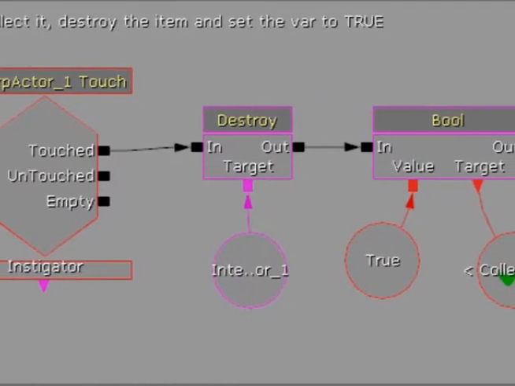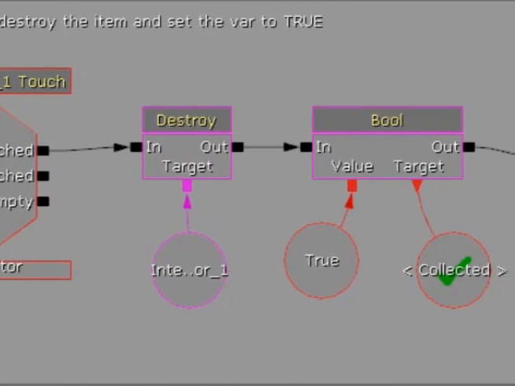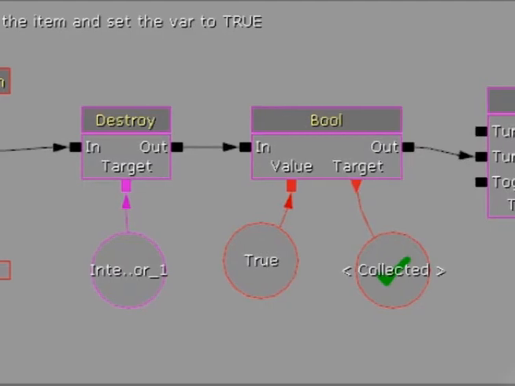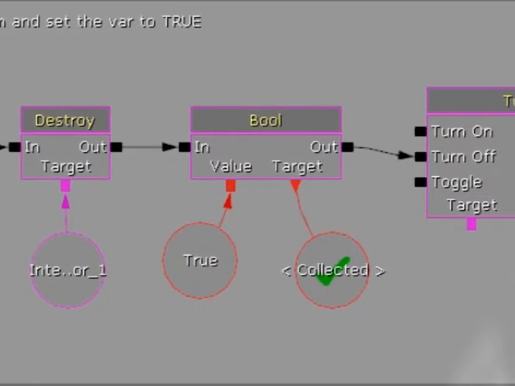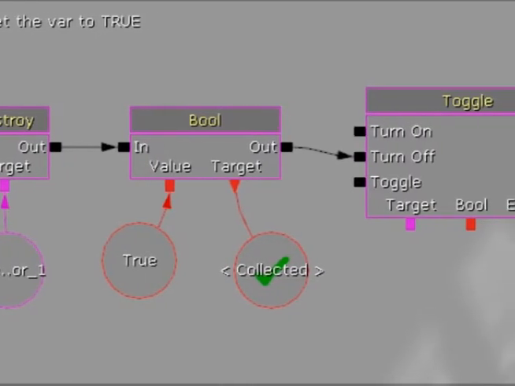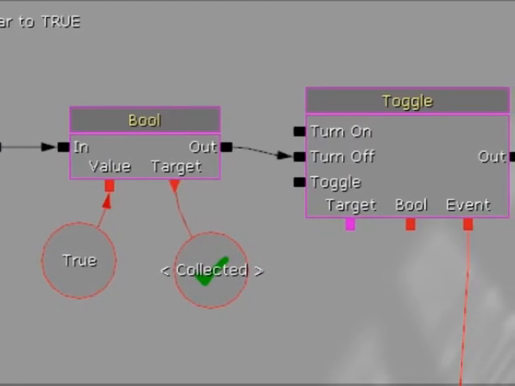So we're going to right-click, New Action. I believe it's under Miscellaneous and Destroy. It might be under New Action Actor Destroy. So we're going to use that interp actor that we're going to collect as the target. And then since we've technically collected it by touching it and destroying it, we're going to create a bool, and we're going to set the value of that collected bool to true.